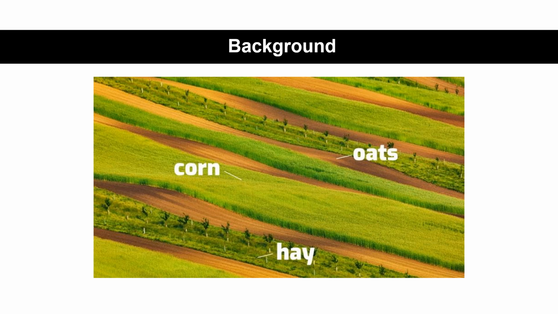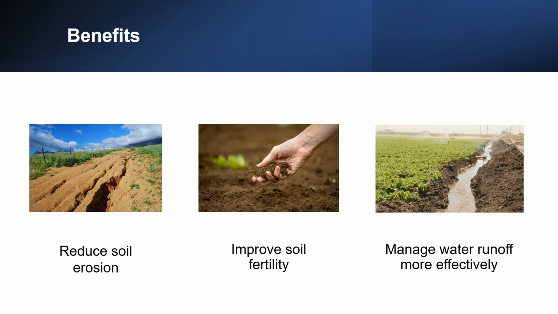Strip cropping is an agriculture practice where crops are planted in long, narrow strips across a field, typically following the contour of the land. This method alternates strips of a row crop such as corn or cotton with strips of a cover crop such as grass or soybeans.